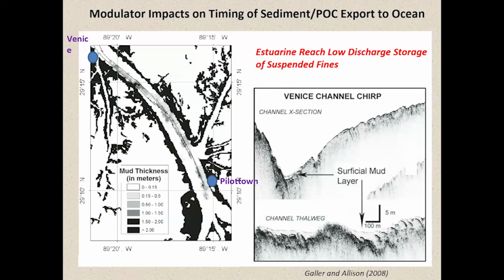And we see this in the estuarine reach as well. John Galler did a PhD with me a long time ago. And so there's this massive amount of storage down in the estuarine reach, classic estuarine turbidity maximum processes. These are several meters of fines deposited on the bed in the Thalweg of the channel during one of these low discharge events. And again, that material is remobilized in the rising limb.